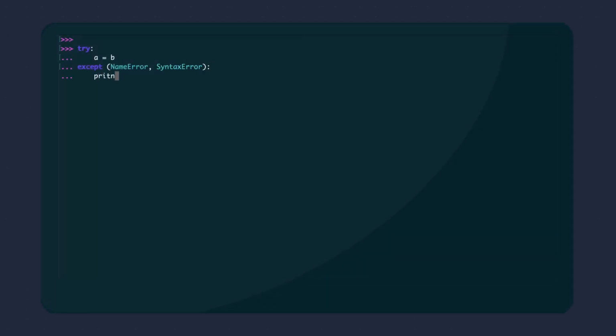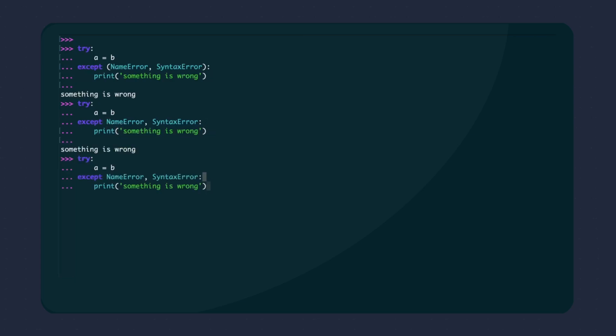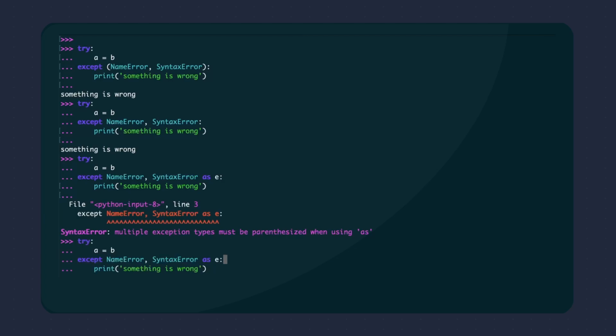Another cool syntax feature is the removal of parentheses for multiple exceptions. I mean, to be honest, if someone asked me if there were parentheses in the current version, I wouldn't have known, but hey, it's a nice addition. Although, if you need to bind the caught exception to a variable, you still need to add the parentheses.